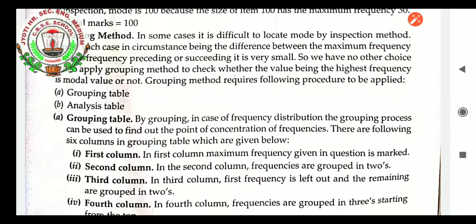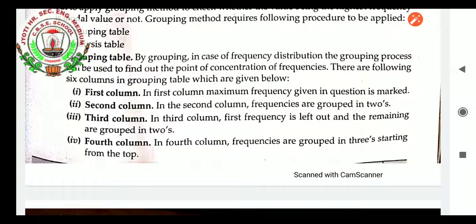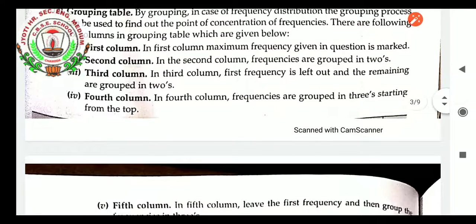In the first column, the frequencies given in the question are written. Whatever is written in the question you will write. In the first column you write whatever frequency is mentioned in the question. In the second column you do the pairing, as I said, adding up 2 frequencies. Then the third column, leaving the first frequency, add up the next 2. Fourth column, 3 pairing: in the first column, whatever frequency you have written, you add up 3 frequencies together.